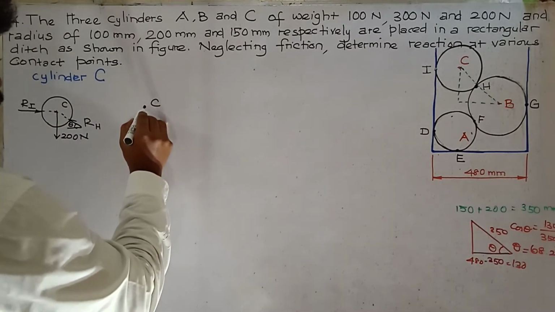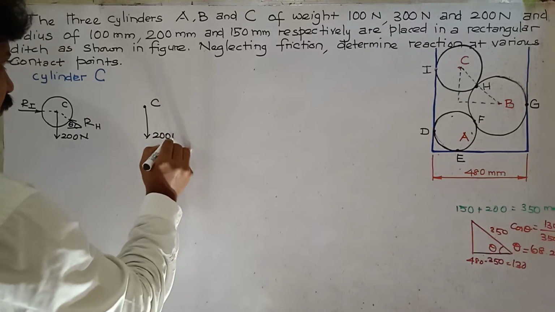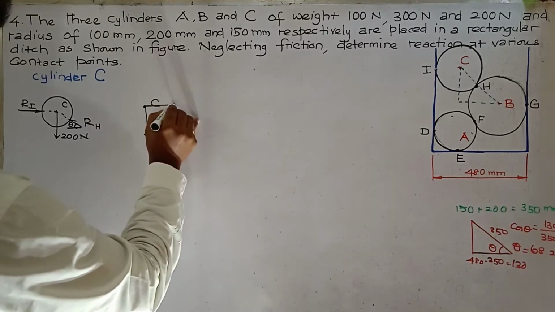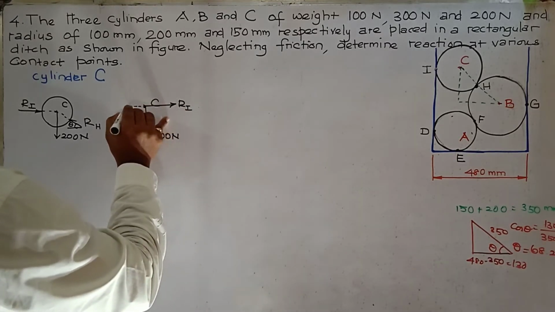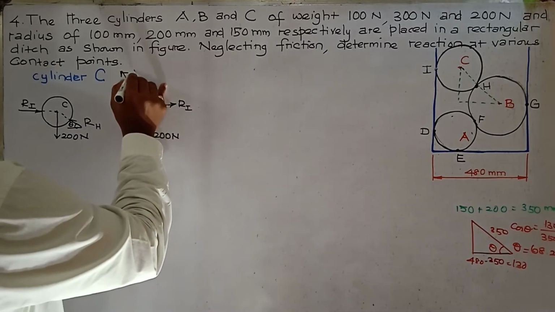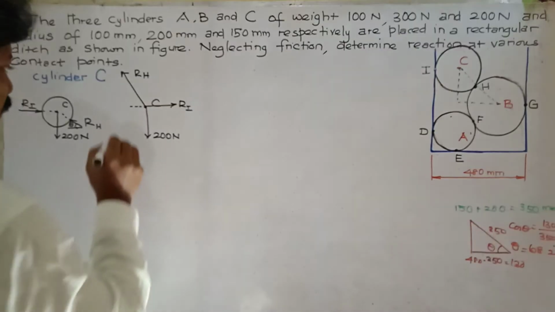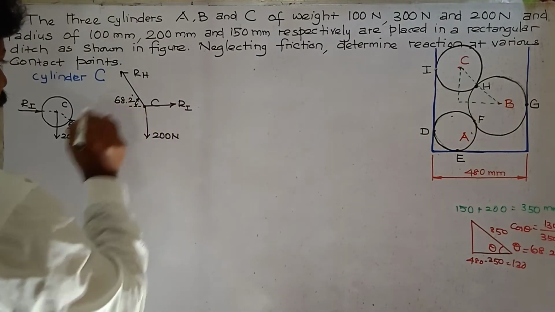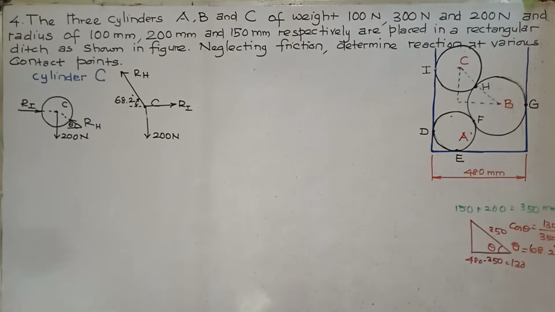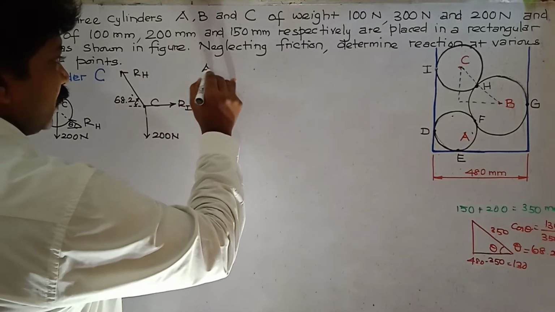Cylinder C. So weight 200 Newton, and RI, reaction at point I, and RH with inclination to the horizontal theta equal to 68.2 degrees. Now, three forces acting on cylinder C are in equilibrium. The resultant of all the three forces equals 0. So apply Lamé's theorem.